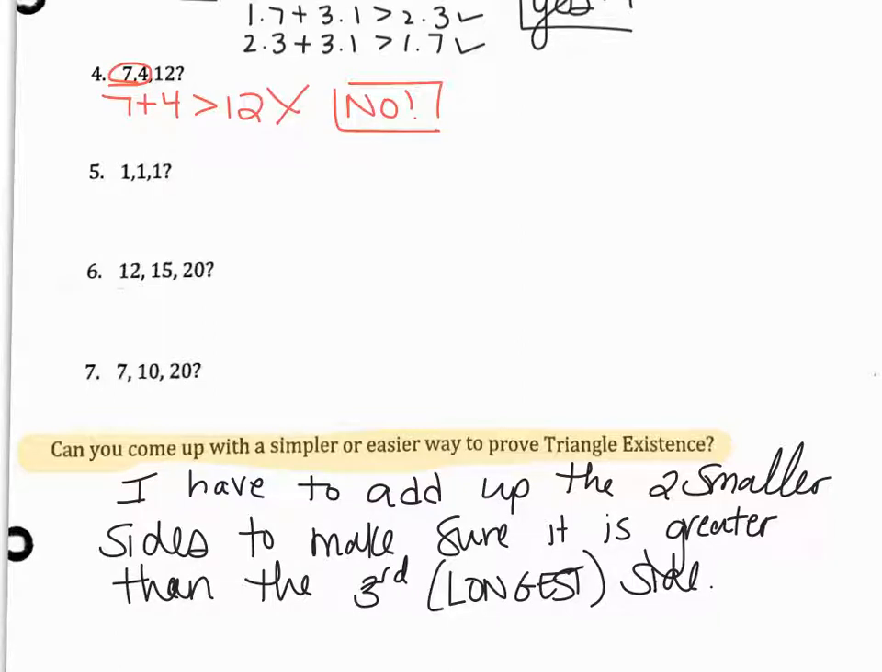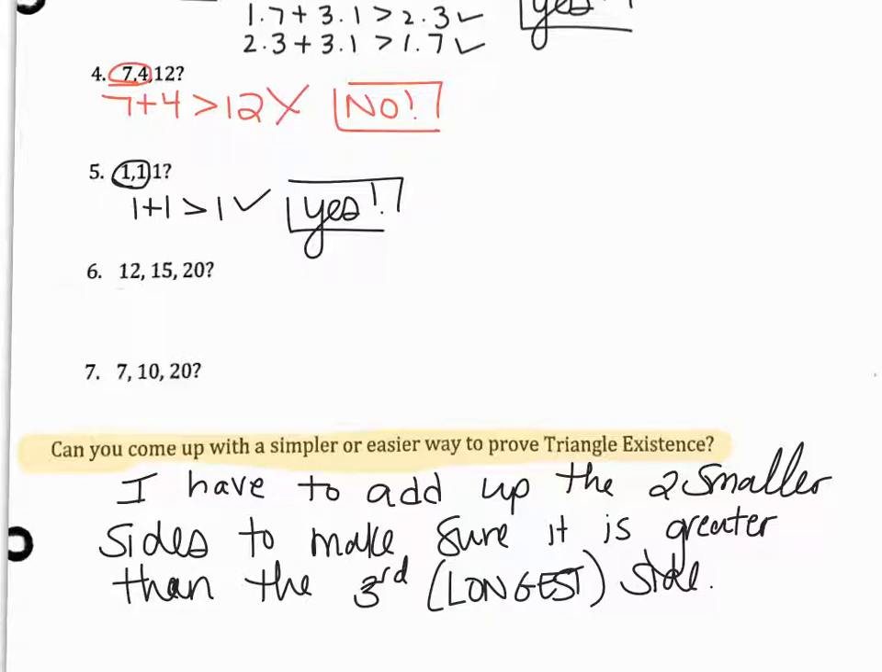Let's look at the next one. Find my 2 smaller sides. Well, notice here they're all the same, so I'm going to just pick the first 2. So 1 plus 1, I want to know if that's greater than 1. 1 plus 1 is 2. Is 2 greater than 1? Yes. So I can instantly say, yes, a triangle exists. So go ahead and pause this video and try the last 2 on your own, and then we'll go over them.